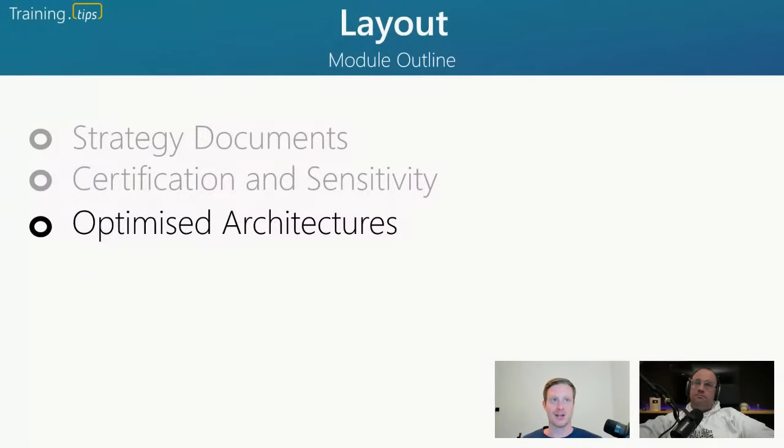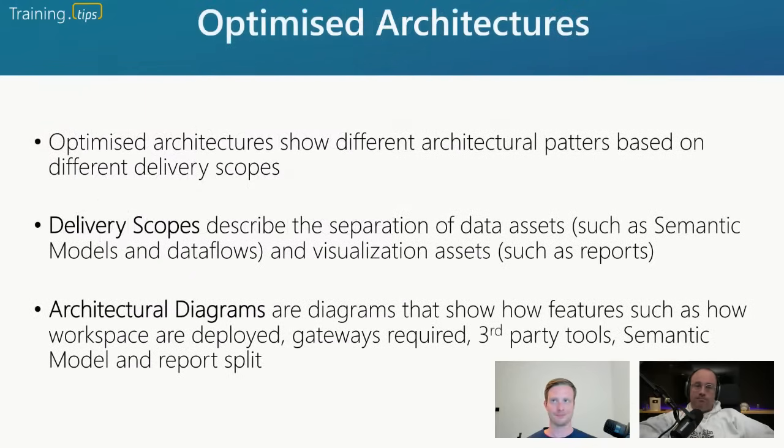Now, once we've written our strategy documents, we've really looked and honed in on this certification and these sensitivity labels. The next thing we're going to look at is starting to design some optimized architectures. So we just say optimized architectures show how different architectural patterns based on different delivery scopes. Delivery scopes, then, it describes kind of the separation of data assets.